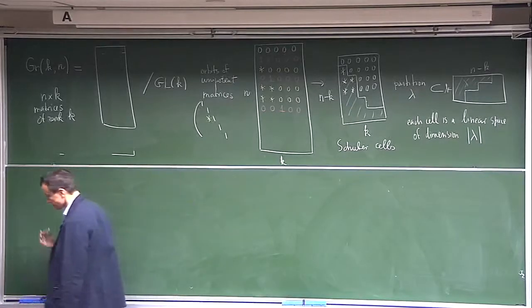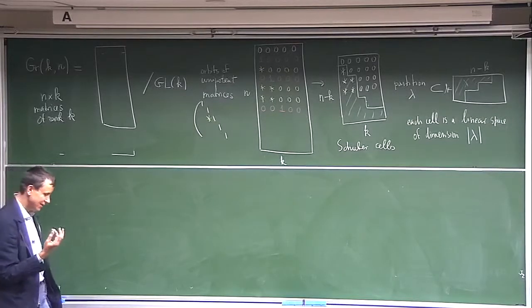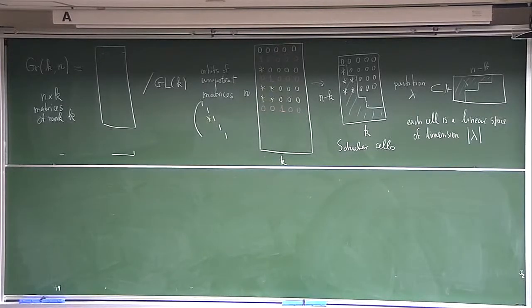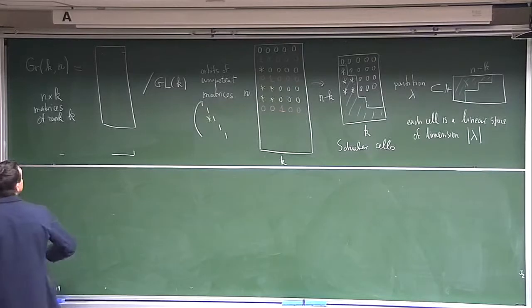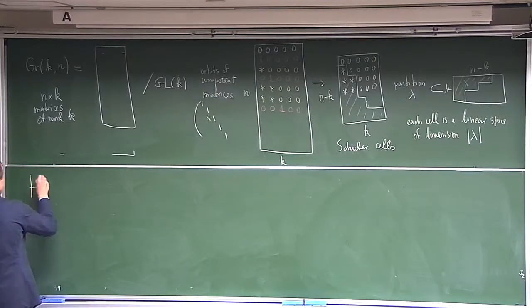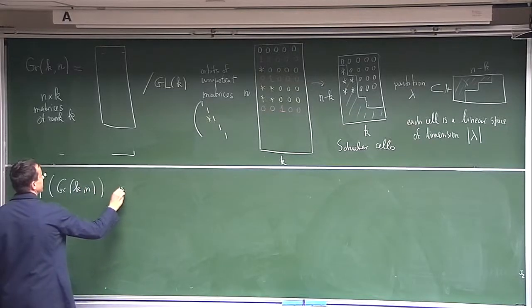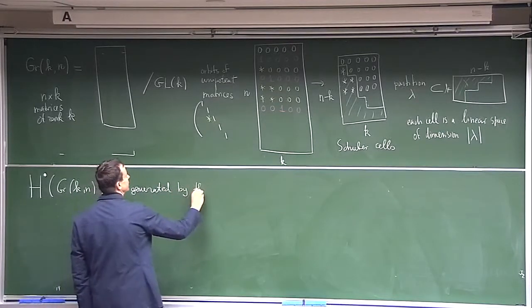If you'd like a multiplicative description, it's going to be one of the homework problems to prove that the cohomology of the Grassmannian is generated by the Chern classes.